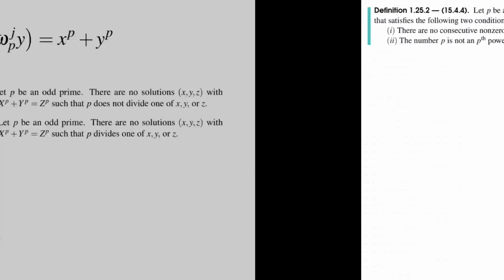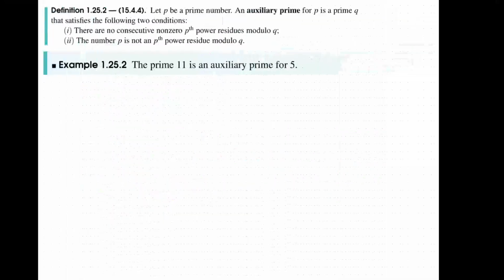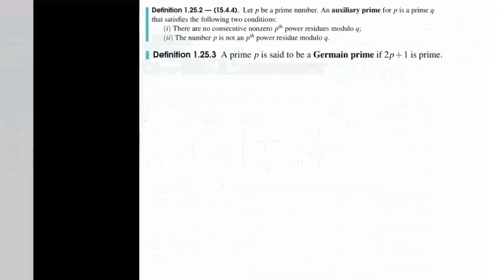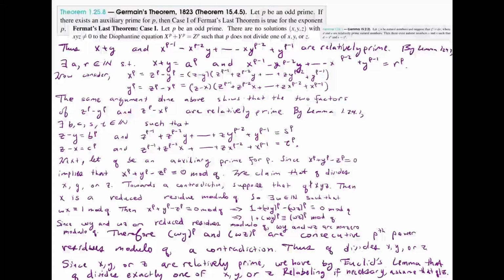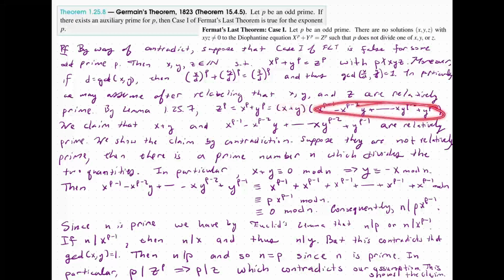Instead, by using the property of auxiliary primes, she was able to go about her proof by just showing that x plus y and this here will be relatively prime so long as that assumption that we have in auxiliary prime held. And this allowed her to prove the first case of Fermat's theorem. Two years later, independently, Dirichlet and Legendre, building on her work, proved the n equals 5 case of Fermat's theorem.